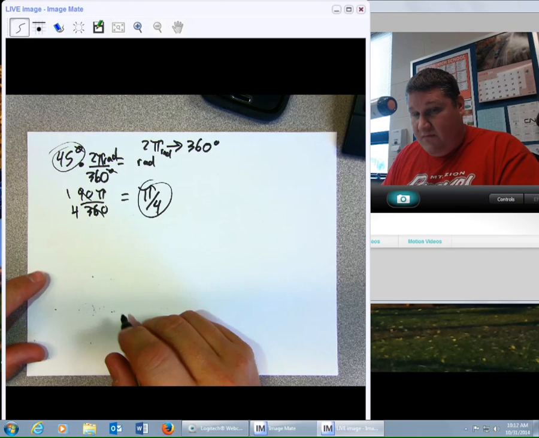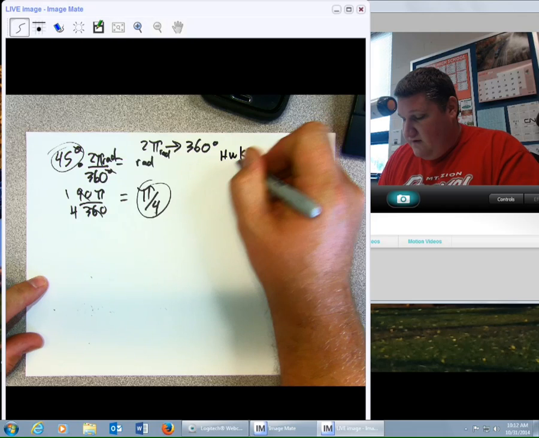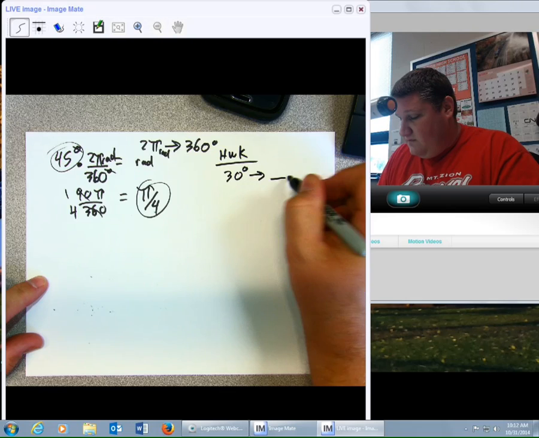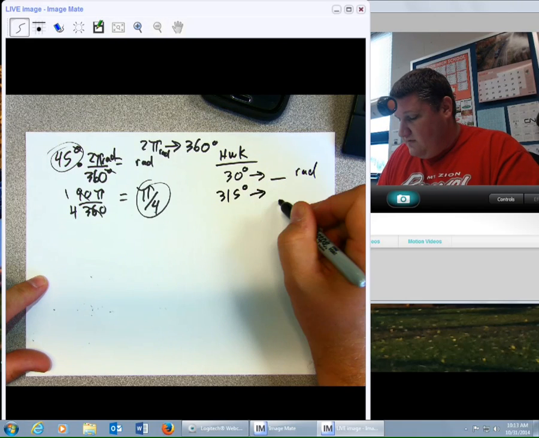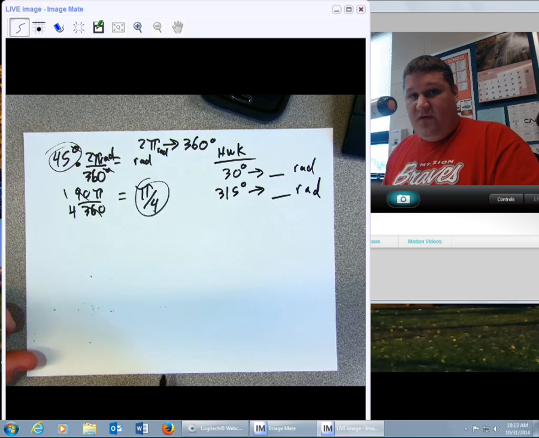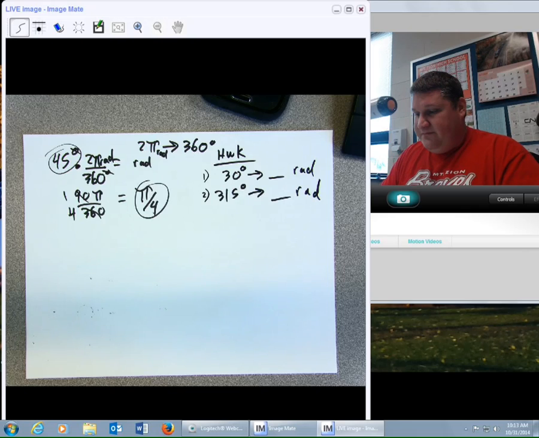Your first homework problem is the following. Number 1, convert 30 degrees to radians. Number 2, convert 315 degrees to radians. That's the first thing you need to do for homework.